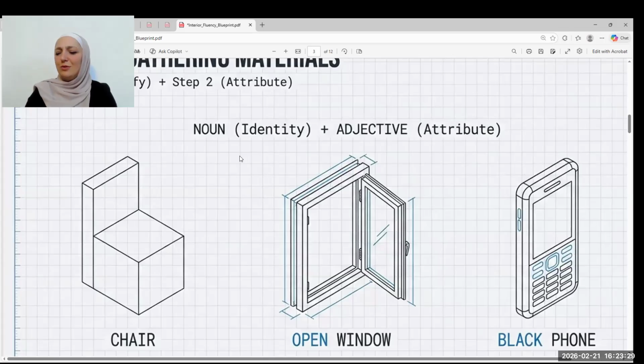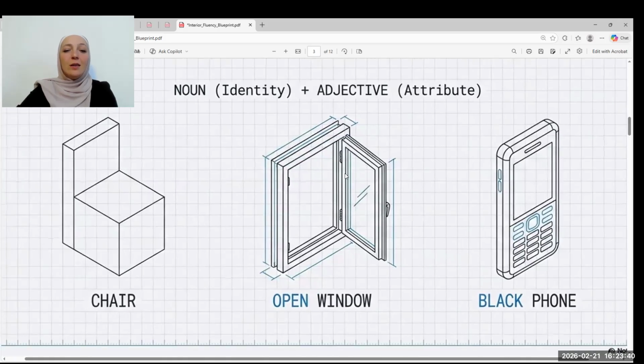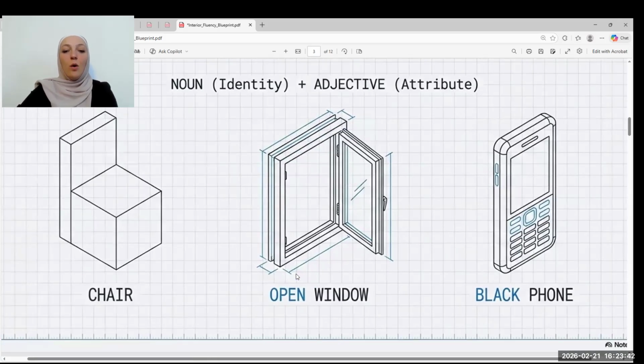I know what I'm doing, okay? I'm just naming the materials around me, collecting words only, word by word. Chair, and then the adjective, like open window or a black phone. For example, here I have a white phone. I will say white phone. So this is not only one word. Congratulations, you're now doing a small sentence.